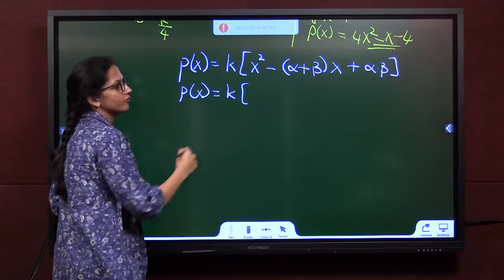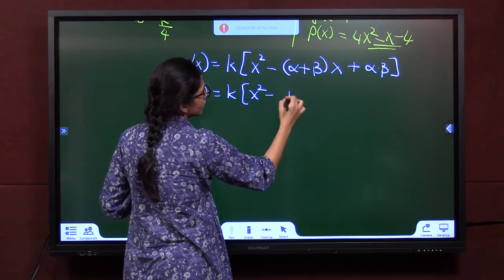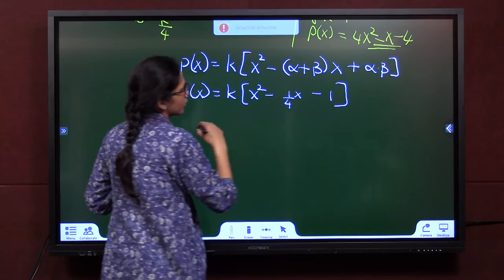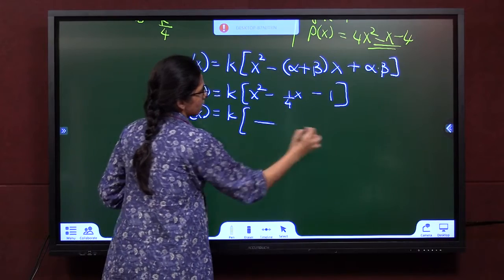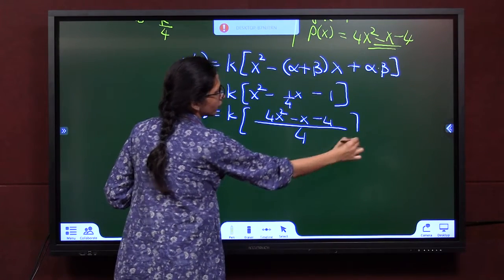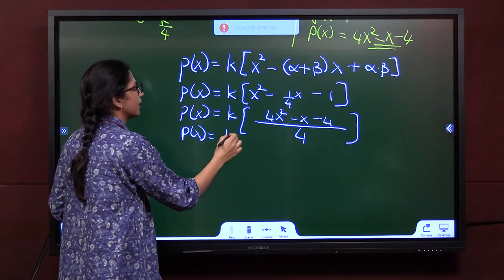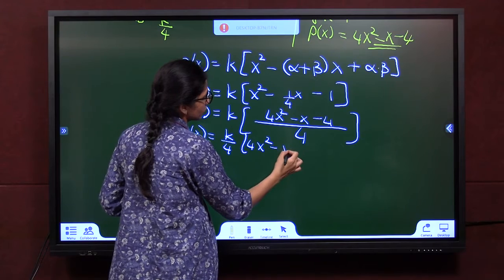So here this is sum of zeros and product of zeros. So x square, what's the sum of zeros given here? 1 by 4. And that's minus 1, the product. So now take LCM. LCM is 4. 4x square minus x minus 4. Send the 4 out. P of x is equal to k by 4 into 4x square minus x minus 4.